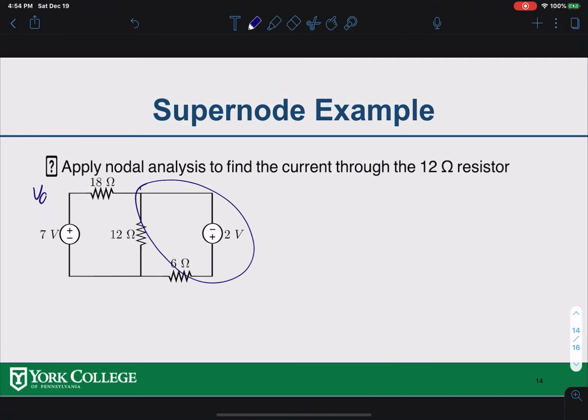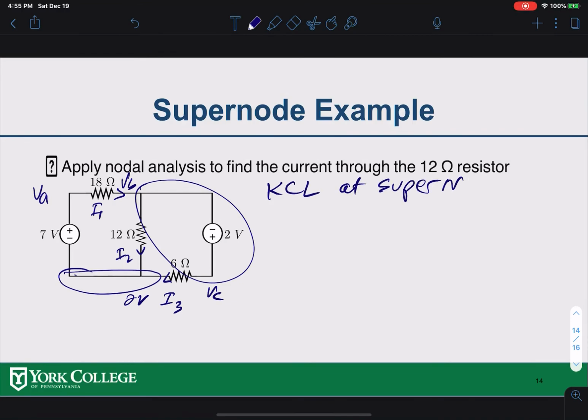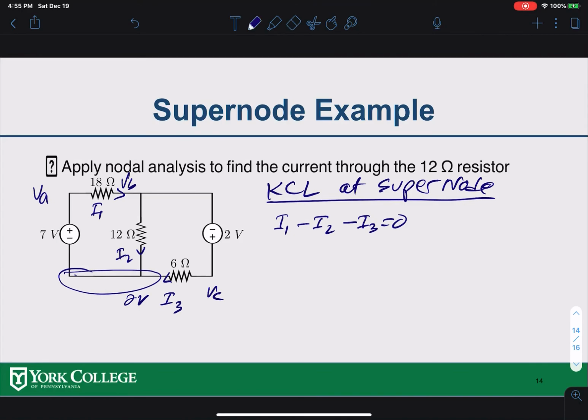So if I take this whole thing as one node, I know VA here, VB here, VC here, and this is my reference node, which is 0 volts. Now let the current here be I1, this current here I2, and this current here I3. If I use KCL at the supernode, I see I1 is coming in, so I1 minus I2 minus I3 should be equal to 0. So the supernode is right here. Now you can see all the currents going in and coming out of the supernode.